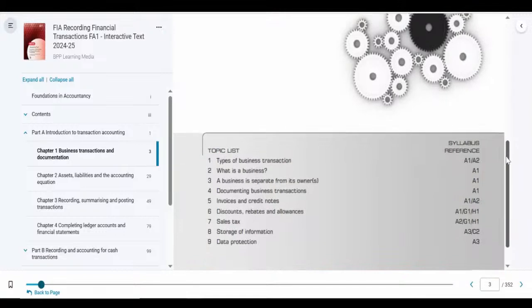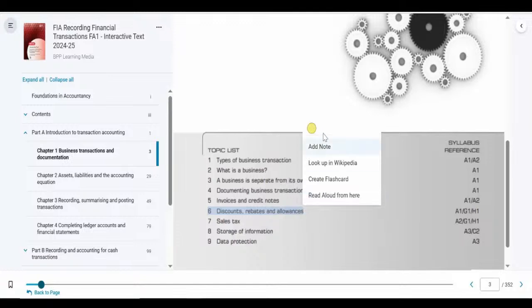Today, we're diving into the 6th lesson from the FIA FA1 chapter, where we'll explore different types of discounts, rebates, and allowances. This lesson is all about understanding the various ways businesses incentivize transactions, from offering bulk purchase discounts to providing rebates for loyal customers. It's an essential topic, packed with practical insights that will truly empower your understanding of financial transactions and business strategies.